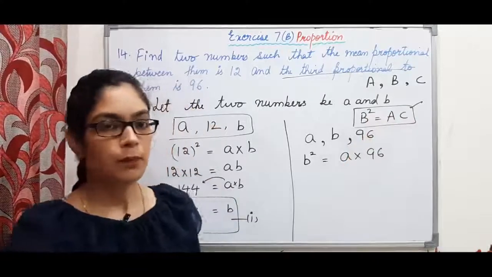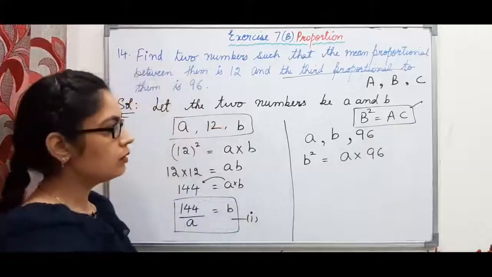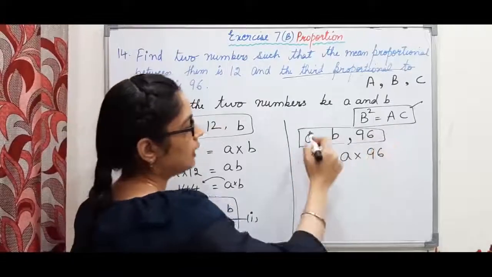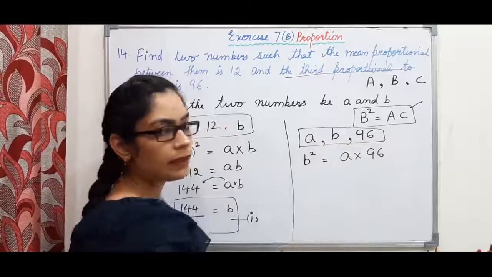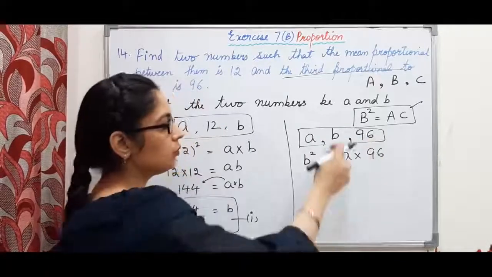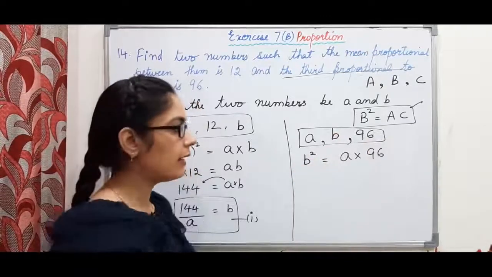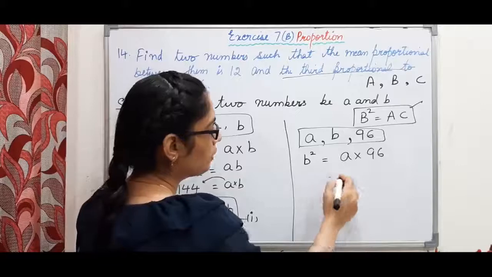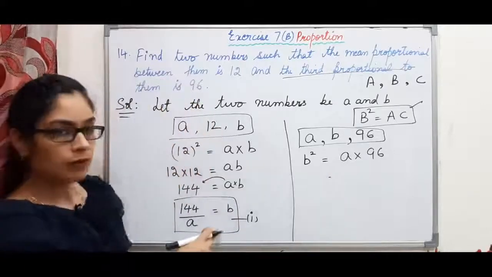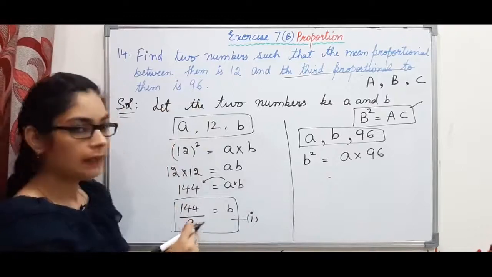B is the mean proportional, A is the first proportional, C is the third proportional. So here A is the first proportional, this small b is the mean proportional, and 96 is the third proportional. So the square of the mean proportional is equal to the product of the first and third proportional. Now B's value we have got. B is equal to 144 by A.